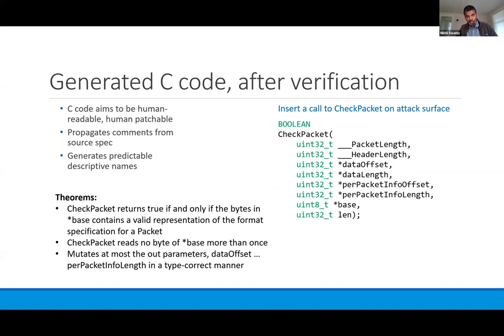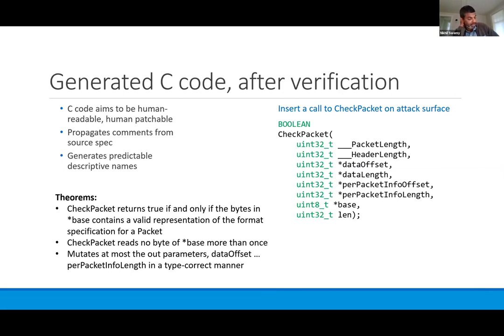But in the end, what we get is C code, which is generated aiming to be human readable and also human patchable. A lot of this may sound surprising to some of you. Unlike other parser generators, where you generate code and the code is not meant to be human readable, in our scenarios we are deploying code inside existing critical code bases.